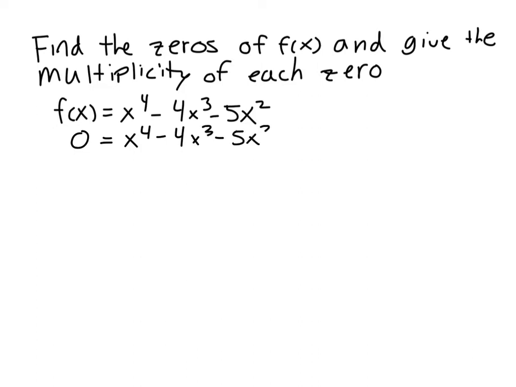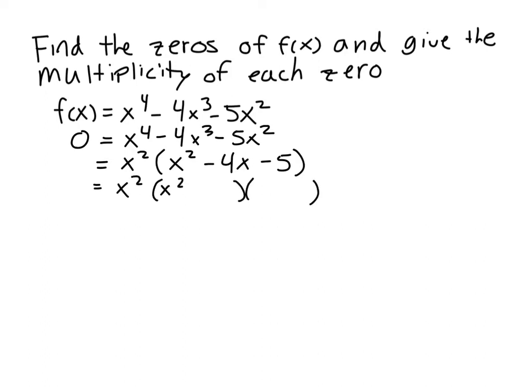So first thing I'm going to do is factor. I'm going to pull out an x squared. I'll be left with x squared minus 4x minus 5. Then I'm going to see, can I factor this easily? Can I think of two numbers that multiply to get -5, but add together to get -4? That'd be -5 and +1. Okay, so now I've factored this.